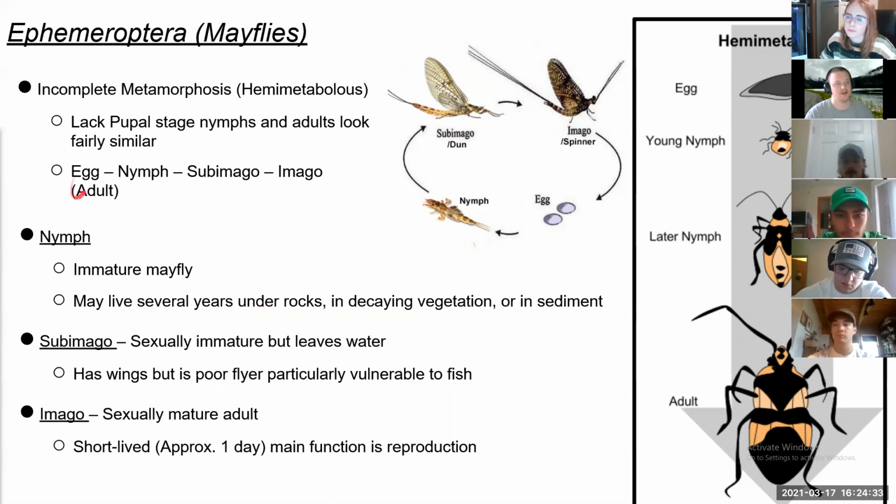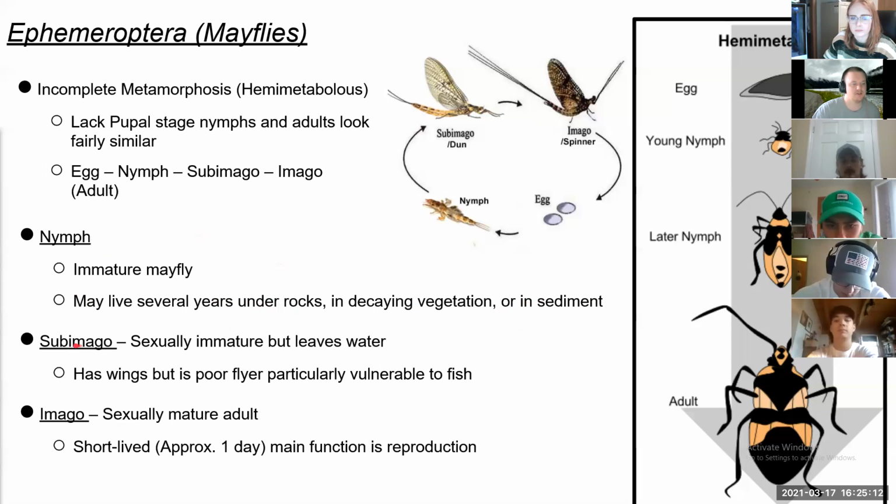So obviously they start as eggs. These are deposited directly into the water by females. Sometimes they're dropped, sometimes they fly and just dip into it. The nymphs, so these are your immature aquatic stage of your mayfly, will live several years on the bottom of streams, under rocks, on decaying vegetation, or in the sediment. And this is the stage where they're generally feeding. In the last several years, they're in this phase, molting multiple times and increasing in size each time.